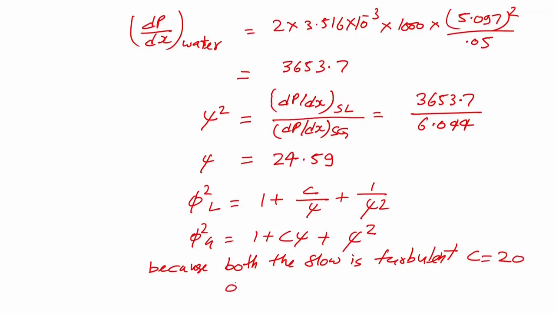So, phi square L you can calculate: 1 plus 20 upon 24.59 plus 1 upon 24.59 square, you will get the value equal to 1.8146. Similarly, you can find the phi square g value also. What you have to do, for the phi square g value, you have to multiply 20 into 24 plus 24 square, you will get a huge value.